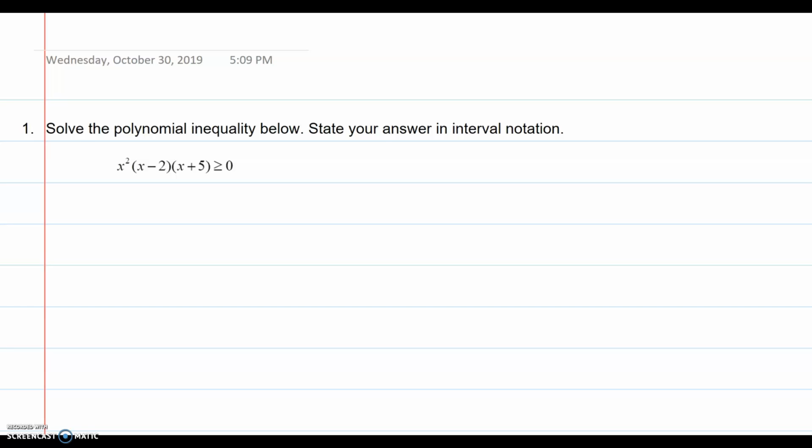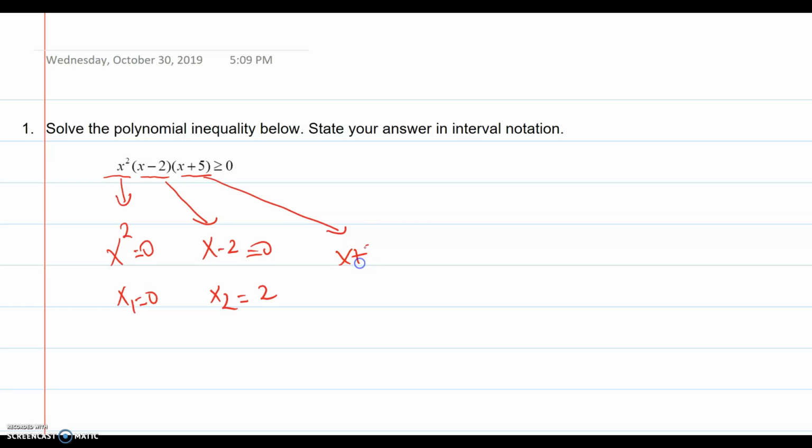So we have three statements of polynomial. So then we go ahead and find the roots of each of them. So x squared equals 0, you have a root for 0. x minus 2 equals 0, you have another root here, 2. And you have another root here for -5.